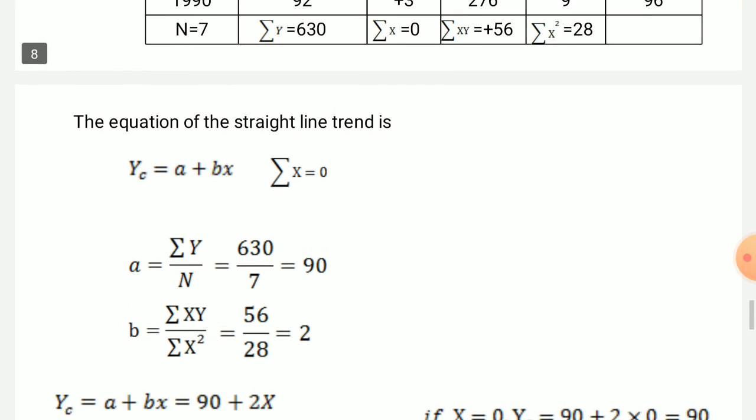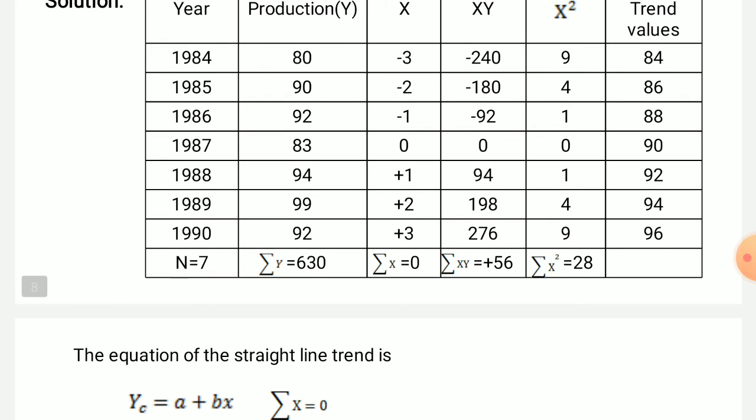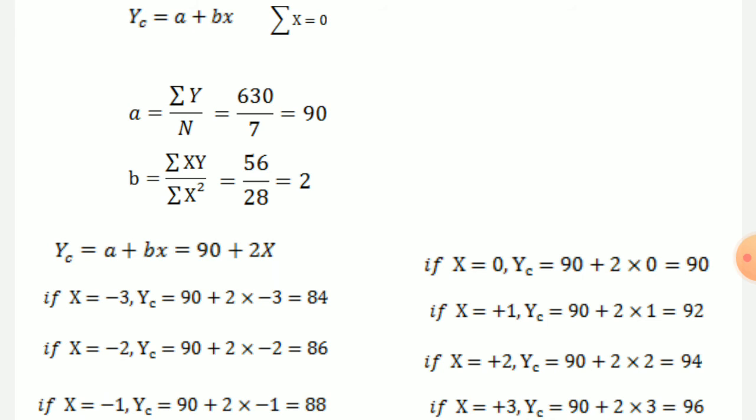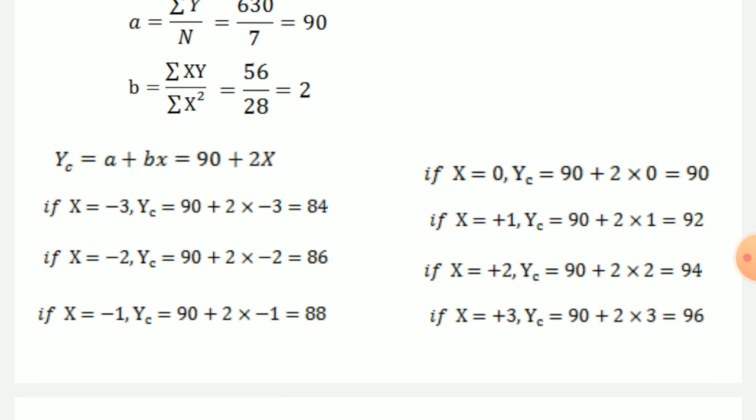So if x is equal to 0, then yc is equal to 90 plus 2x, where a means 90 and b is 2. So 90 plus 2 into 0, when x is equal to 0, then yc is equal to 90. Then if x is equal to plus 1, then yc is equal to 90 plus 2 into 1 is equal to 92. If x is equal to plus 2, then yc is equal to 90 plus 2 into 2 is equal to 90 plus 4, 94.